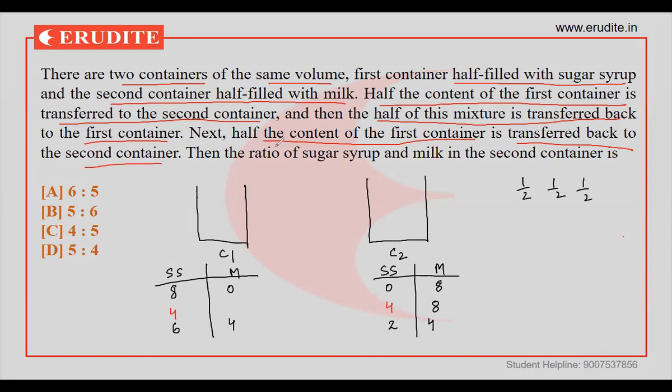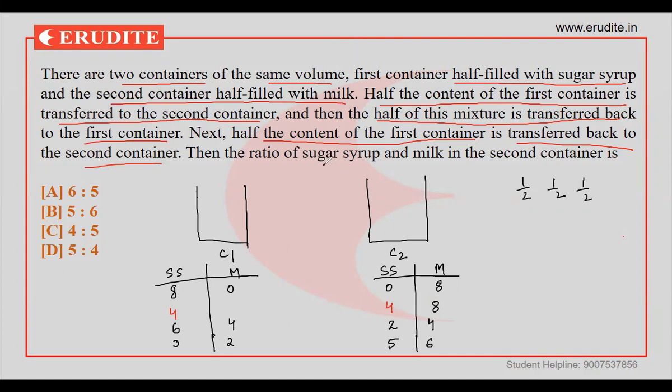Now the third step, they're saying half of the first container is transferred back to the second container. So it is 6. Half of it means 3 remains, and 3 of the sugar syrup is coming here. Initially it was 2, now it has become 5. Half of the milk, that is 4, no, half of 4 is 2. So the remaining is 2, and 2 is coming here. Initially it was 4, so now it became 6.